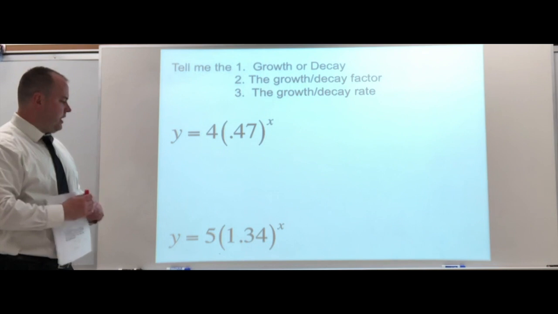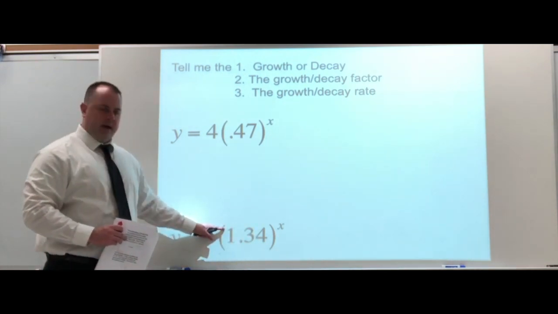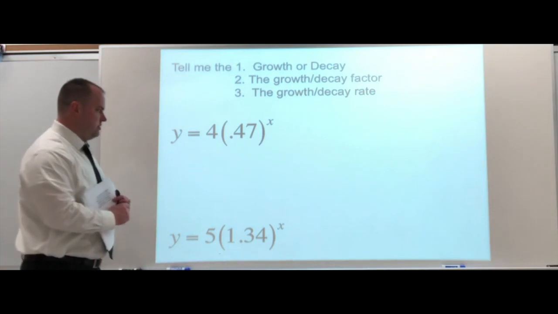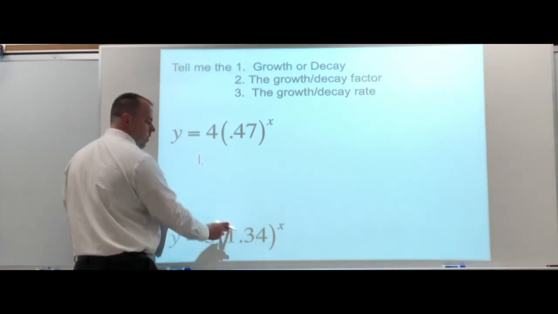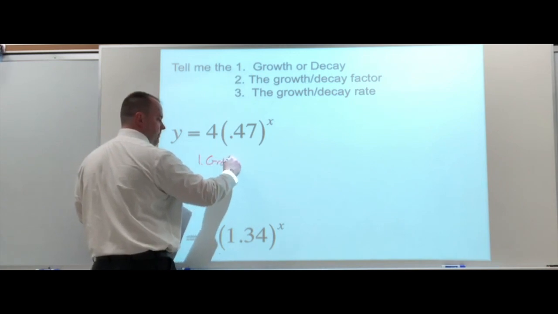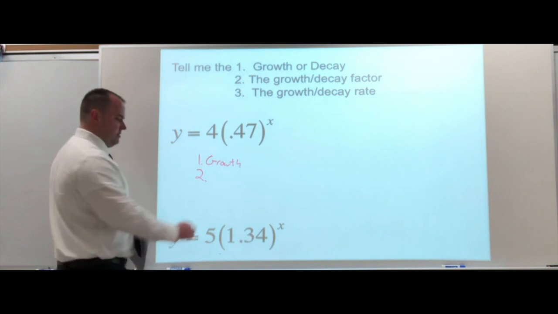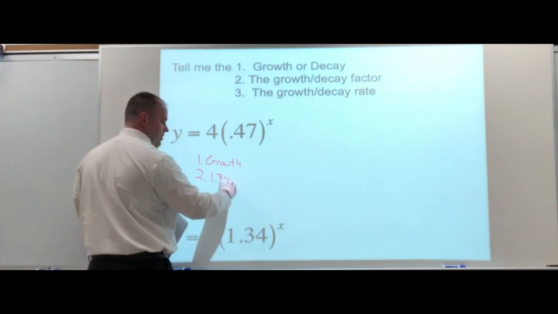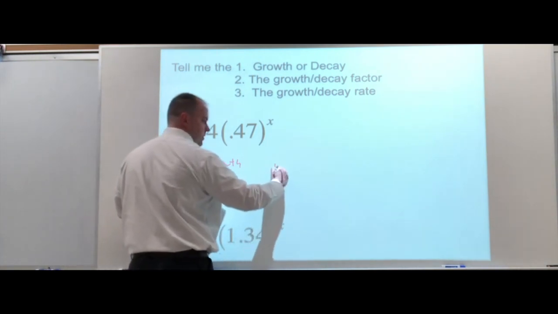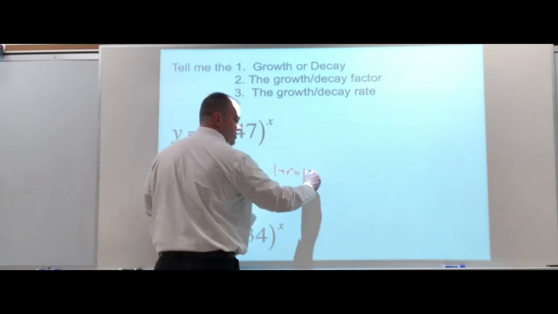Here's another example. Again, we're looking at what's inside the parentheses, answering these same questions. It's 1.35, which is greater than 1, so this time it's growth. The growth factor is whatever's inside the parentheses, so that's 1.34. Now we have 1 plus R equals 1.34.